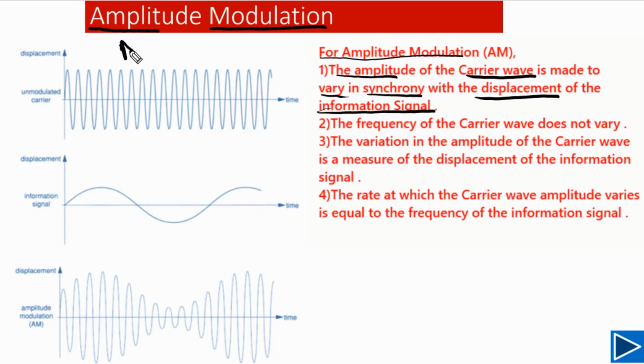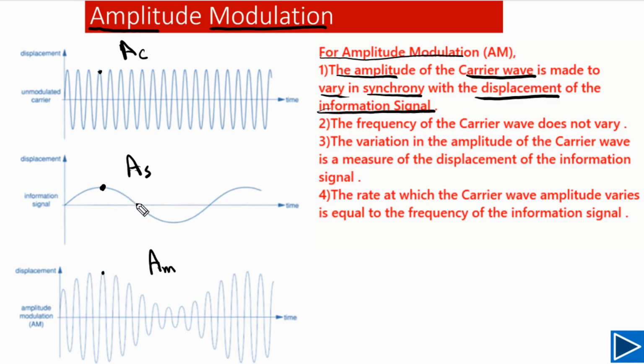Let's say the amplitude of this carrier wave is AC, amplitude of signal is AS, and amplitude of this modulated wave is AM. Now simply you can see from here, when the amplitude of signal is positive, the amplitude of this modulated wave is greater than amplitude of carrier wave. So it simply means when the amplitude of signal is positive and increasing, amplitude of carrier wave will be increasing, and that will be the amplitude of amplitude modulated wave.